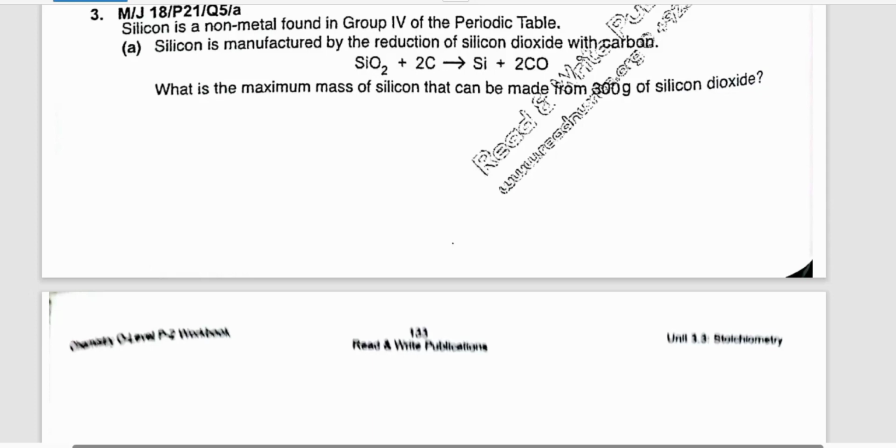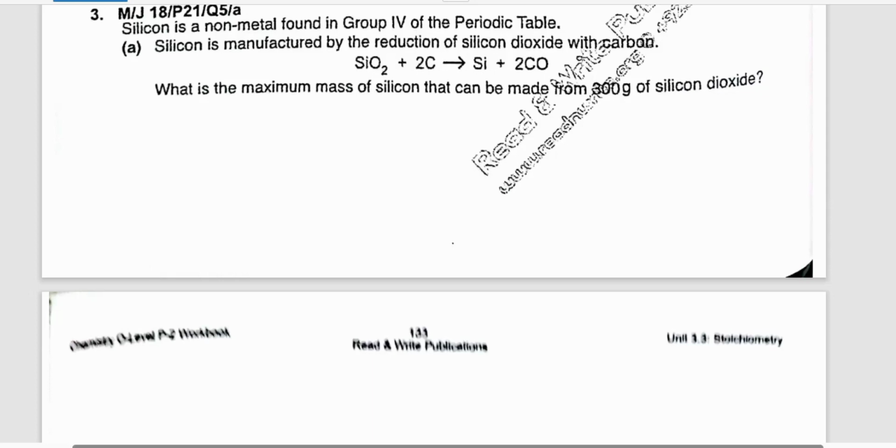Question number 2. Question number 3. Silicon is a non-metal found in group 4 of the periodic table. Silicon is manufactured by reduction of silicon dioxide with carbon. Silicon dioxide is reduced with carbon, meaning it loses its oxygen.